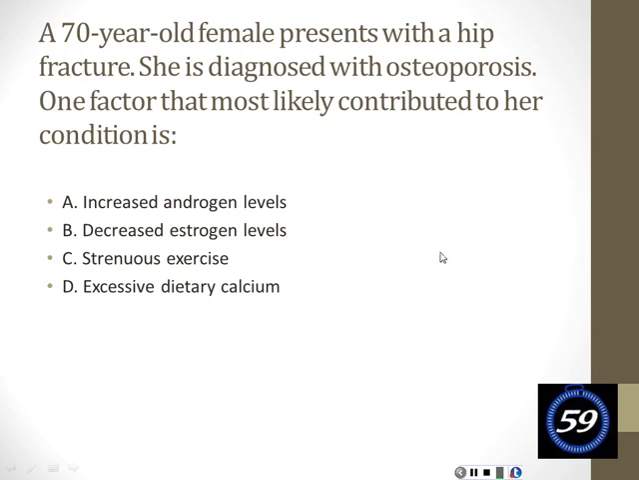All right. So a few more questions, and then we'll call it a day. A 70-year-old female presents with a hip fracture. She's diagnosed with osteoporosis. One factor that likely contributed is which of those?